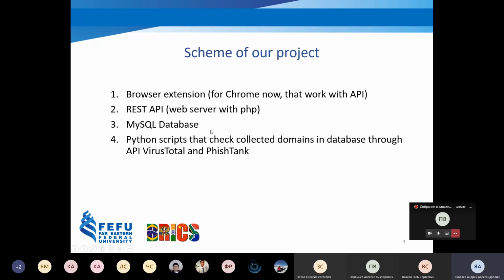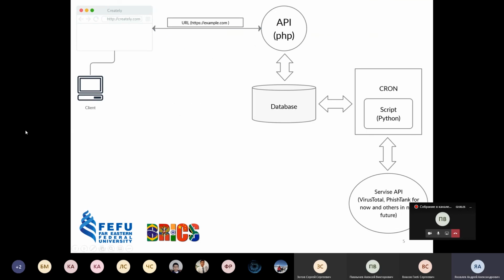I offer you the scheme of our project. Now I will tell in more detail about each component. First, it's a browser extension for Chrome that works with our API on the server. Second is REST API, full REST API, web server with PHP. Database, MySQL, where we store our data. And Python script that checks collected domains in database through API, Aristotle, and PhishTank. This is our scheme.